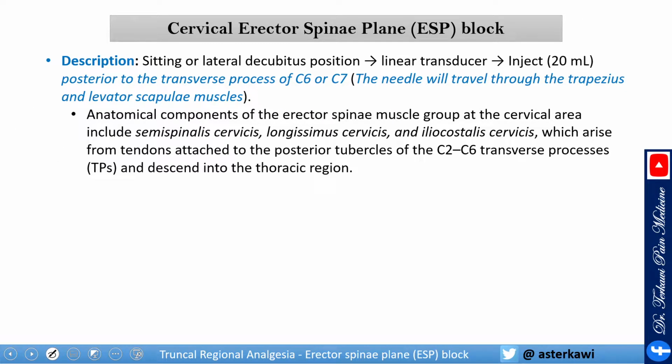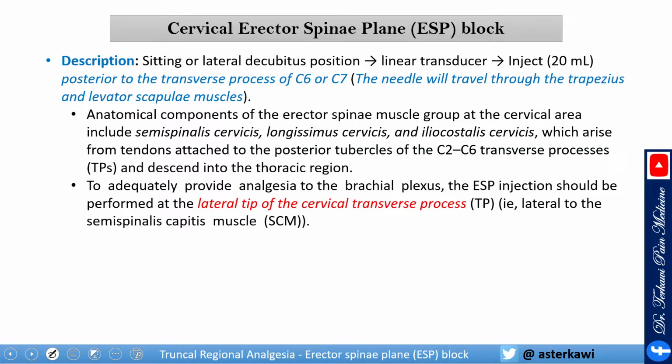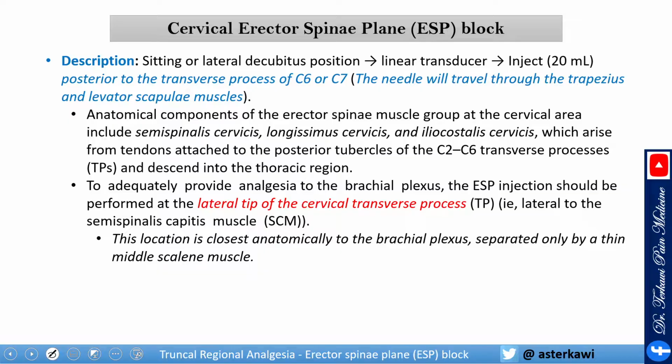The anatomic component of the erector spinae muscle group at the cervical area include semispinalis cervicis, longissimus cervicis, and iliocostalis cervicis, which arise from tendons attached to the posterior tubercle of the C2 to C6 transverse process. To adequately provide analgesia to the brachial plexus, which is in front, as I showed you, and I will show you the next slide, the erector spinae block needs to be performed at the lateral tip of the cervical transverse process, lateral to the semispinalis capitis muscle. This location is closest anatomically to the brachial plexus because the only separation is the thin middle scalene muscle.